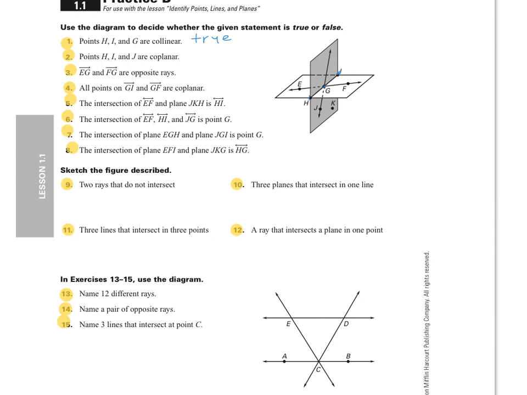Number 2 says points H, I, and J are coplanar. So H is here, I is here, and J is here. Those would all lie on that vertical plane, so that's also true.